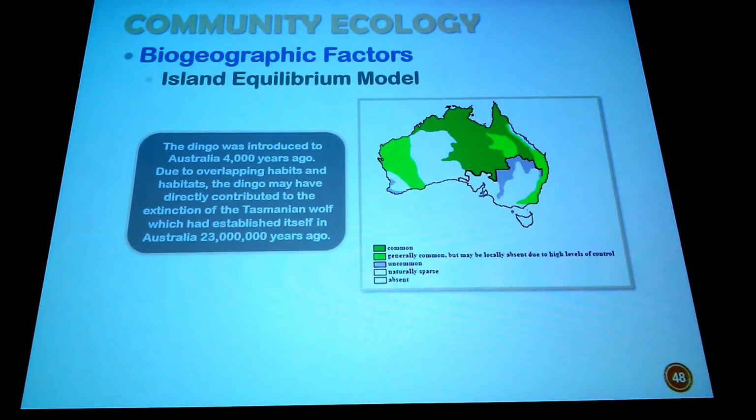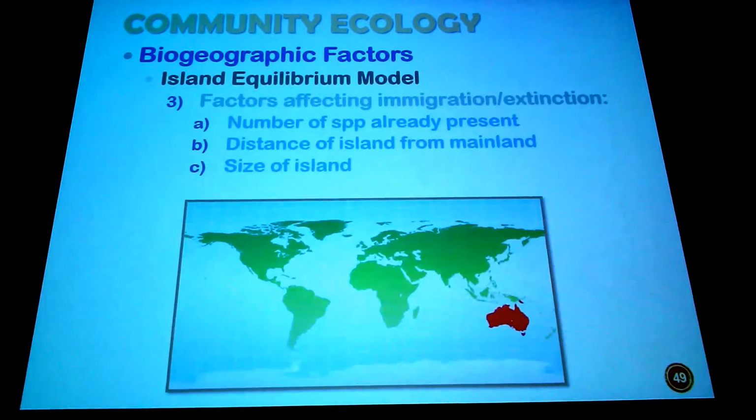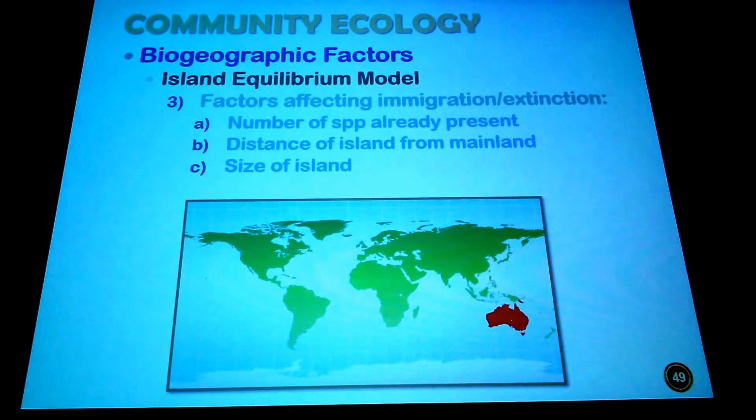And you can see where the dingo has been common, actually does live throughout the outback, generally common on the edges here. Some here in the white areas, it's never been seen before, so you don't see it all over Australia, but through a major portion of it. Factors affecting immigration and extinction, number of species already present.